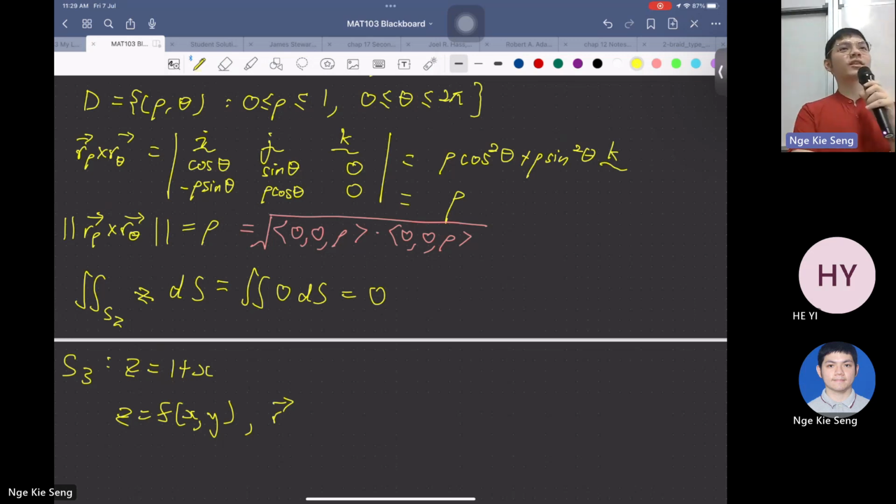How do you find the parameterized surface for z equals f(x)? Any idea? Sorry? Polar coordinates? Why? Do you always get a polar shape for an arbitrary function?